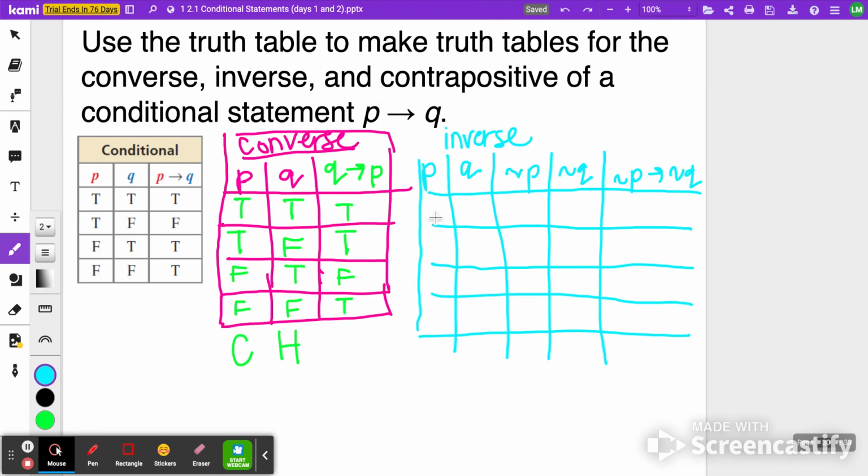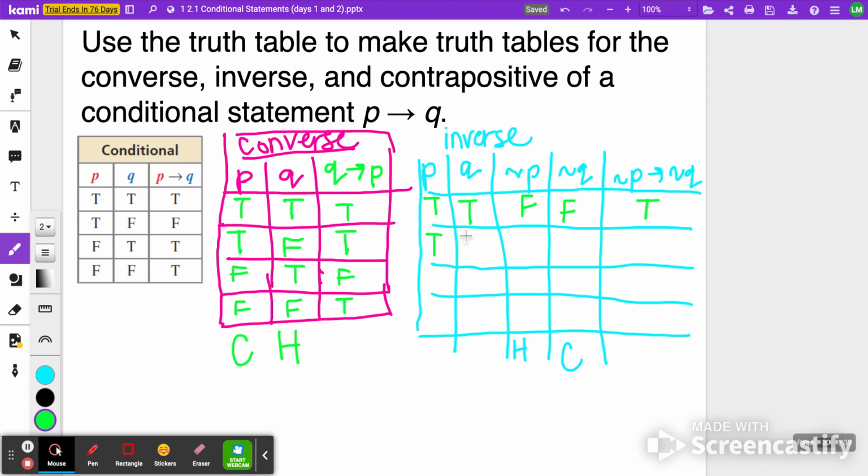All right, so for the inverse table, we're going to have P, Q, not P, not Q, not P leads to not Q. And this idea, not P would now be the hypothesis, and not Q would now be the conclusion. Okay? Here we go. If P is true and Q is true, that means not P is false and not Q is false, which would make the entire inverse statement true.